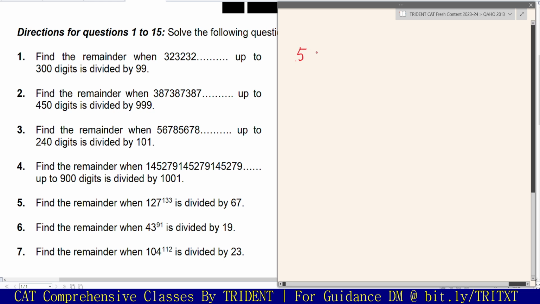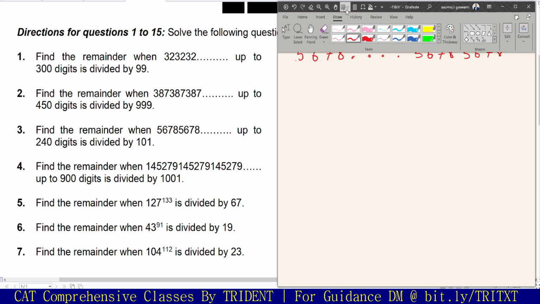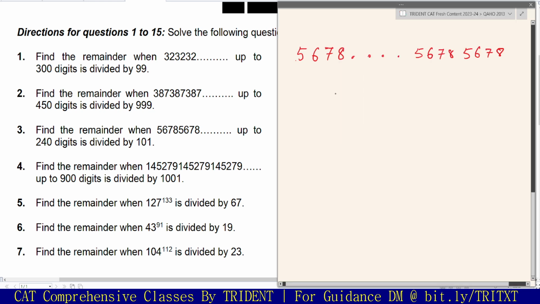So it's 5 6 7 8, 5 6 7 8, 5 6 7 8, the 4 digits repeating up to 240 digits. Okay, so that should ring some bells. Now exact same technique, just one thing that you need to pay attention to, that at this time I am looking at 101. Now 101 happens to be 10 square plus 1.